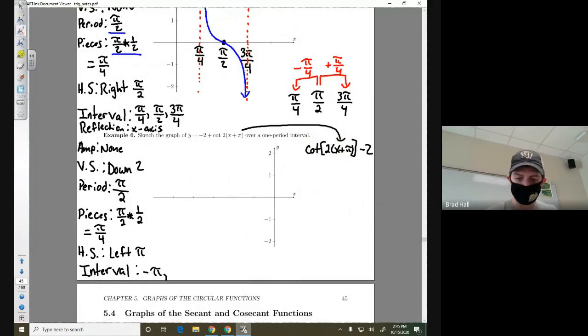Remember, we're going to be adding pi over 4, because that's the piece value. So negative pi plus pi over 4, negative 3 pi over 4, and then negative pi over 2.